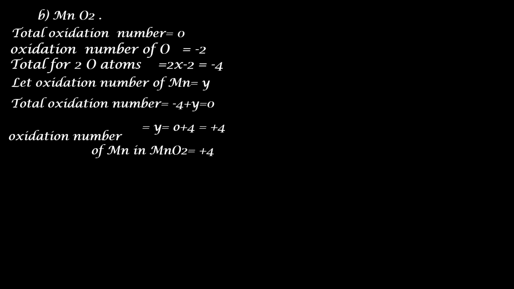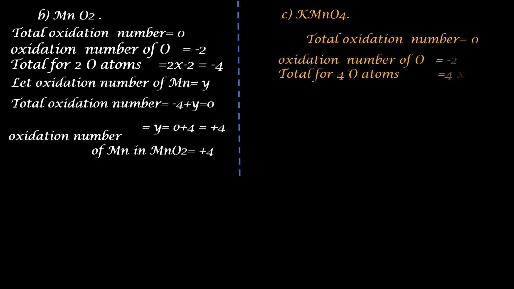Remember, manganese is a D block element which has variable oxidation state. So in the previous problem, we got the oxidation number of manganese as plus 7. See, potassium permanganate. Total oxidation state for the compound is equal to 0. Oxidation number of oxygen is negative 2. Total oxidation state for 4 oxygen atoms is equal to 4 into negative 2 equal to negative 8. Oxidation number for potassium, it belongs to first group, is equal to positive 1.